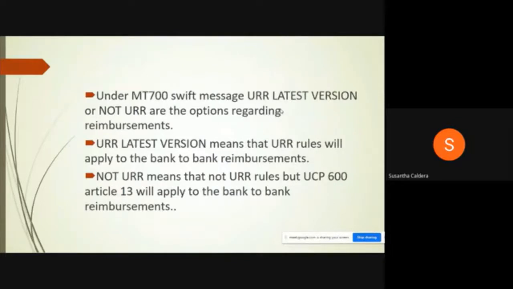Under the MT 700 SWIFT message, normally we say URR latest version. When you mention URR latest version, what is the URR latest version? Come on. Open up your mouth. 725. So even if you don't put 725, if you say URR latest version, that is understood, right?